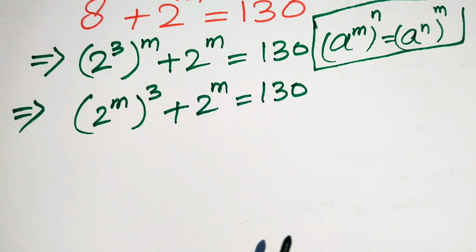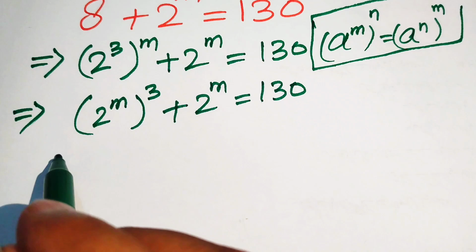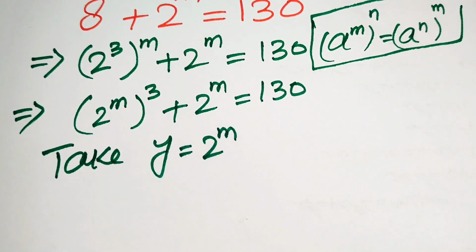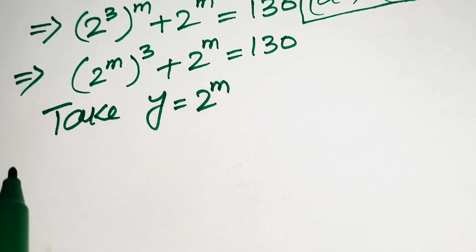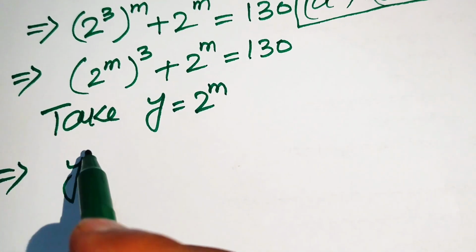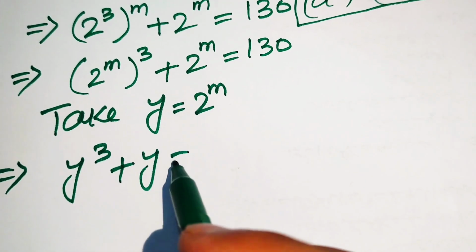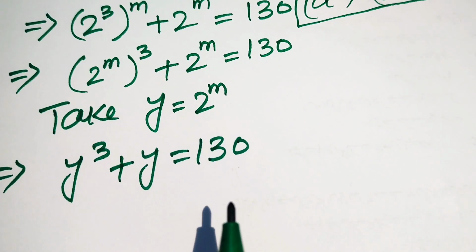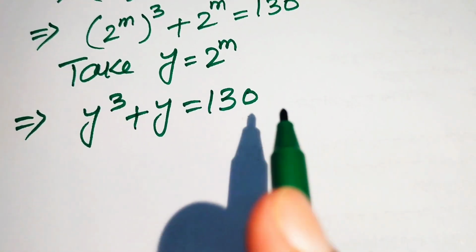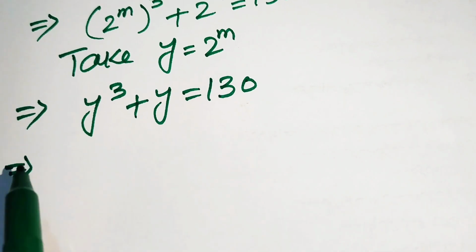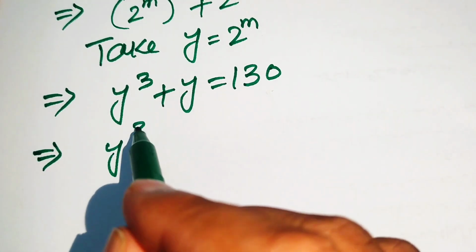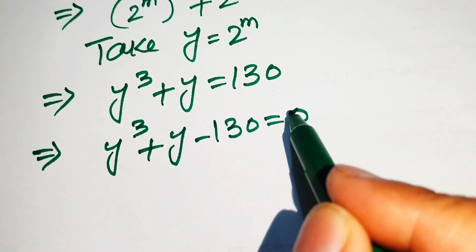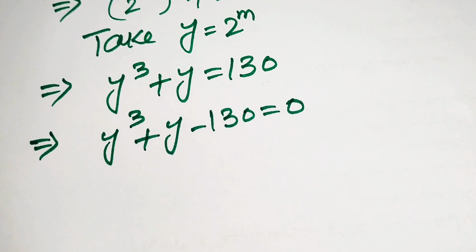In the next step, we take 2 to the power of m equals y, so we write y equals 2 to the power of m. Then our above equation will be written in this form: y cubed plus y equals 130. Now this equation becomes a cubic, so we write it in standard form. We move 130 to the left hand side, so it will be y cubed plus y minus 130 equals 0. So this is a cubic equation.